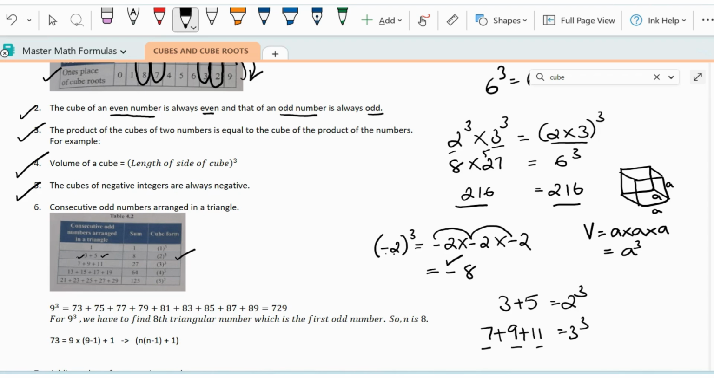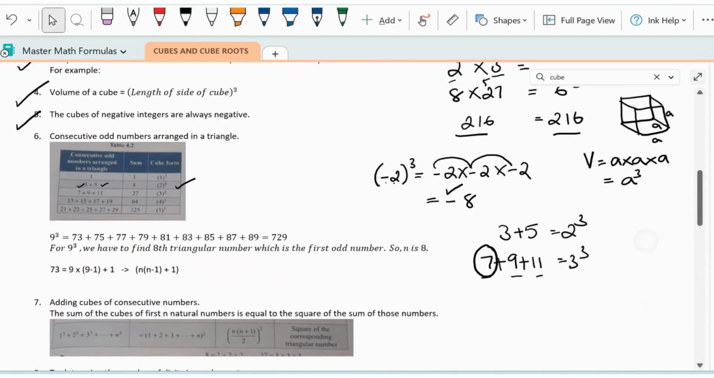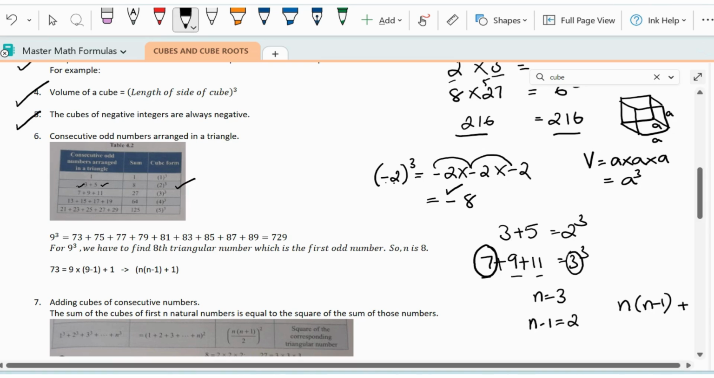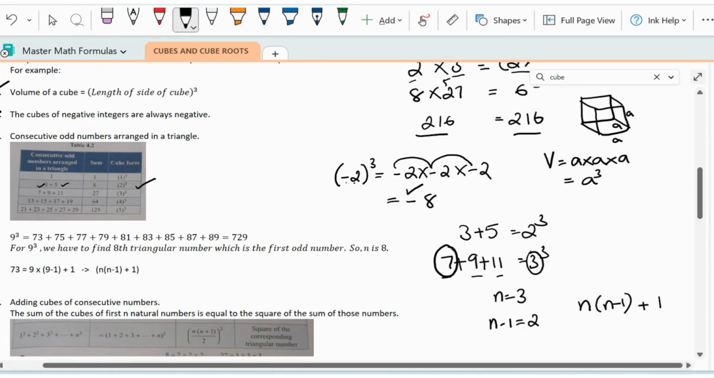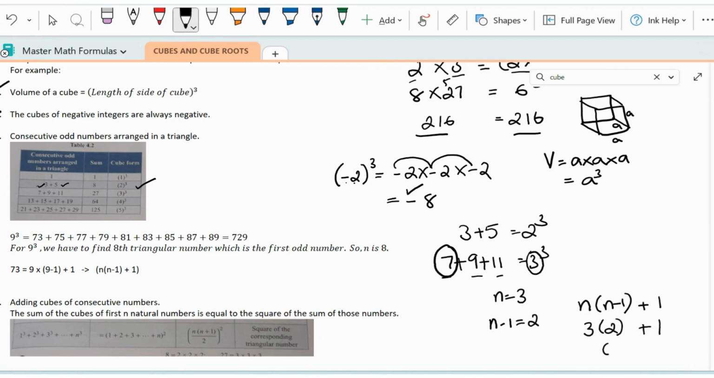But what is interesting over here is you need to identify the first odd number that you need to start with. Now to get that first odd number, what you can do is you have this as your n. n is equal to 3. n minus 1 would be 2. n into n minus 1 plus another 1. That is 3 into 2 plus 1, which is 6 plus 1 equal to 7.